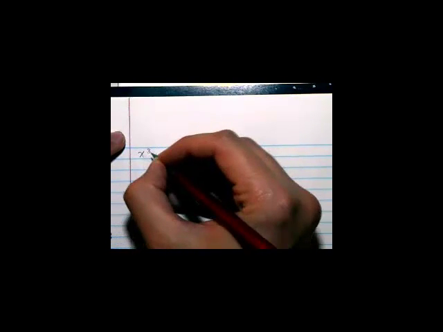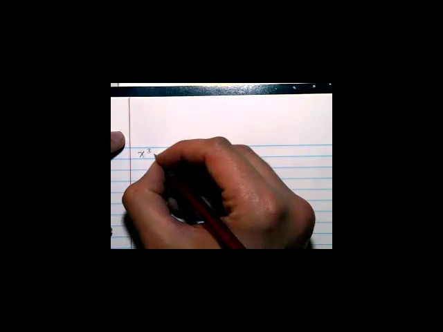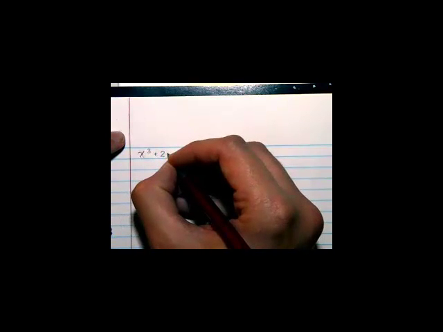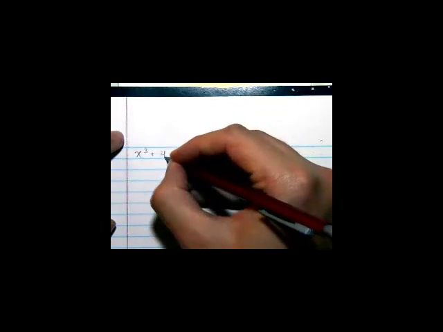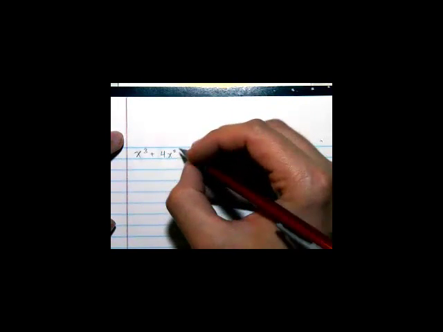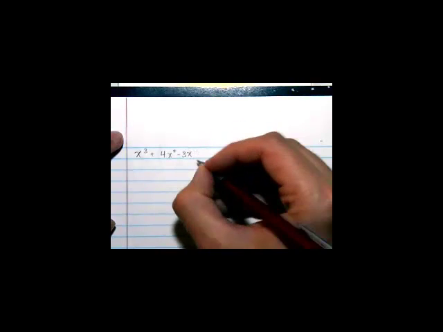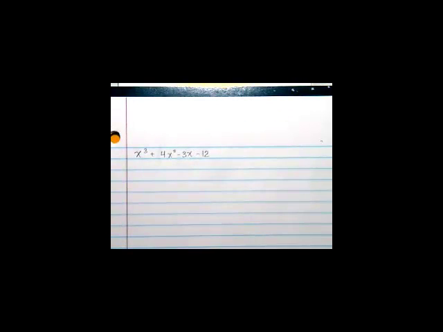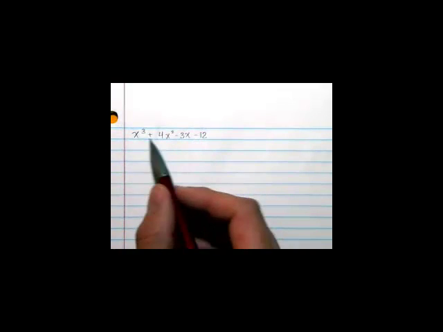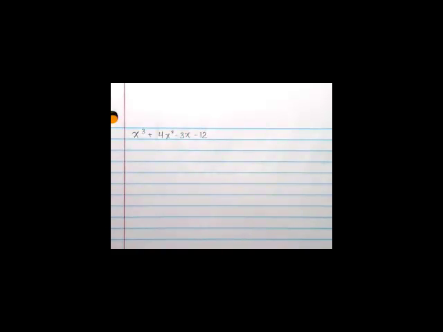So, and I'm sorry, these take a lot of space on the page too. So how about x to the third plus 4x squared minus 3x minus 12. Okay, so it's going to be factors of 12 divided by factors of 1.